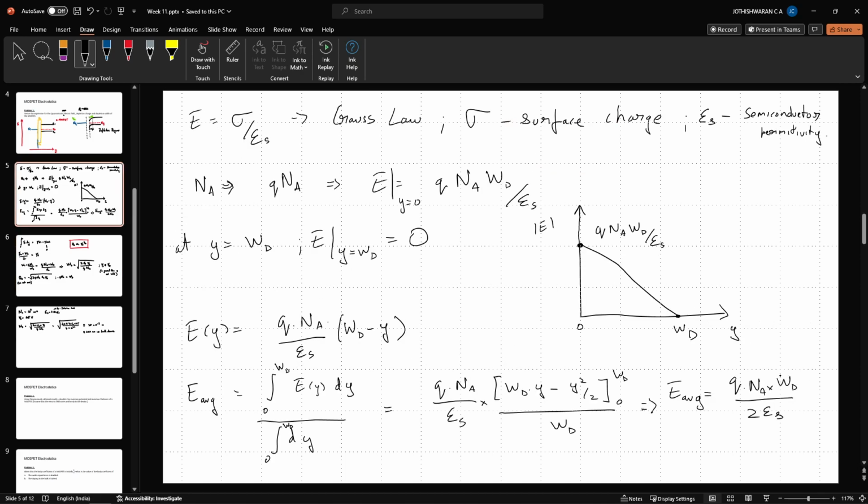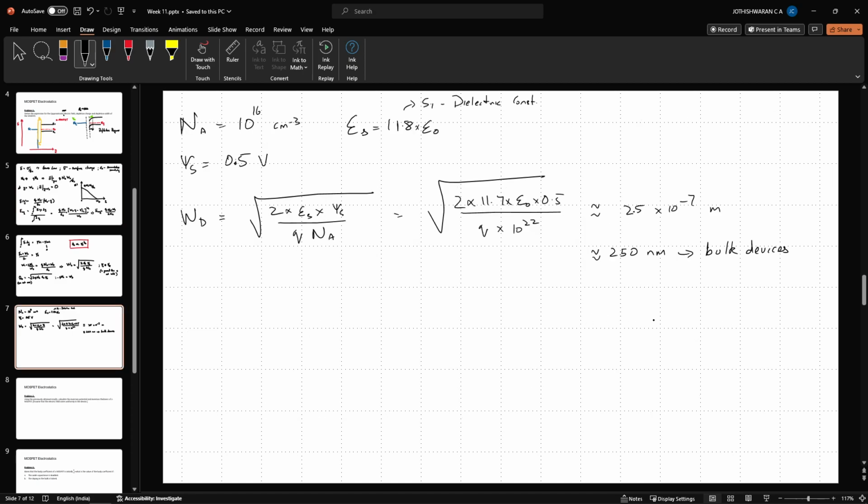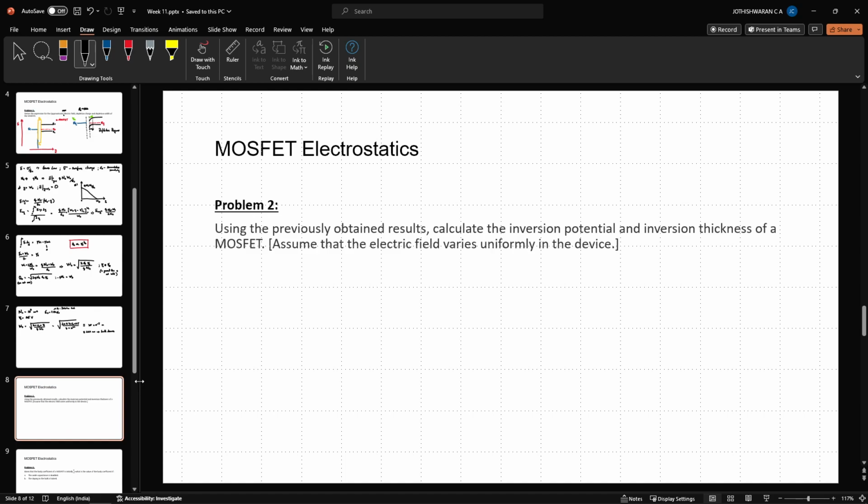So now that I found the depletion width, I can also find the average electric field, and from that we can go on. So here I just wanted to show that the numbers that we typically consider are of course for bulk devices. Okay, so moving on to the next question now.